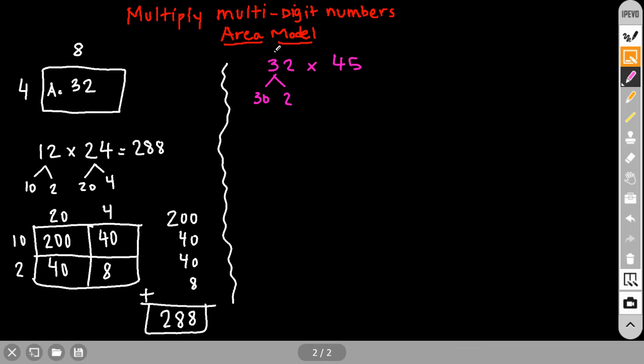30 plus 2 does equal 32. And here we have two places here. The 4 is not 4, it's 40. And then the 5 is 5. 40 plus 5 equals 45.